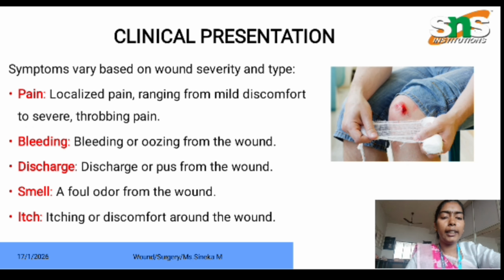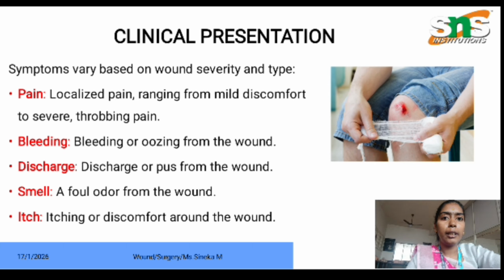Next is clinical presentation. Symptoms vary based on wound severity and type. Pain, localized pain ranging from mild discomfort to severe and throbbing pain. It can be severe pain or mild pain, depending upon the wound location and also severity. If it is a mild injury it will cause mild pain. If it is a severe injury, it will lead to severe discomfort and throbbing pain.